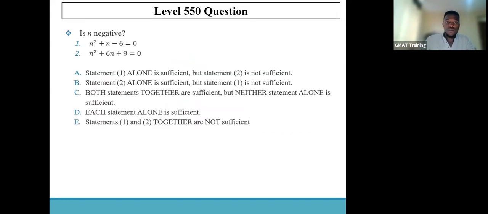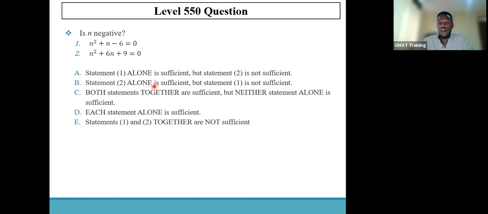So to begin with, the first one. The question stem asks whether the variable n is negative. And as usual for data sufficiency questions, you'd expect 5 answer choices. The first one shows that the first statement is sufficient. The second one, that the second statement is sufficient.